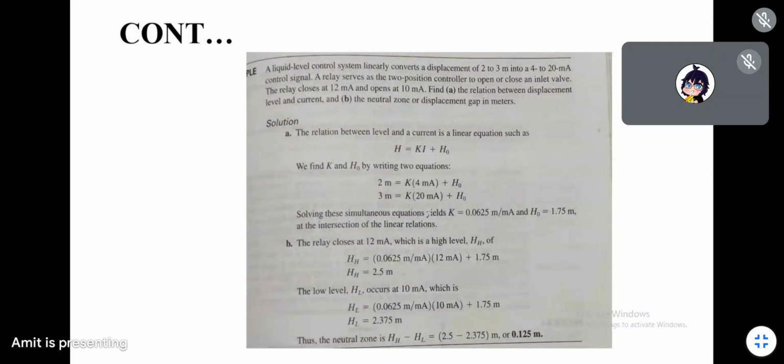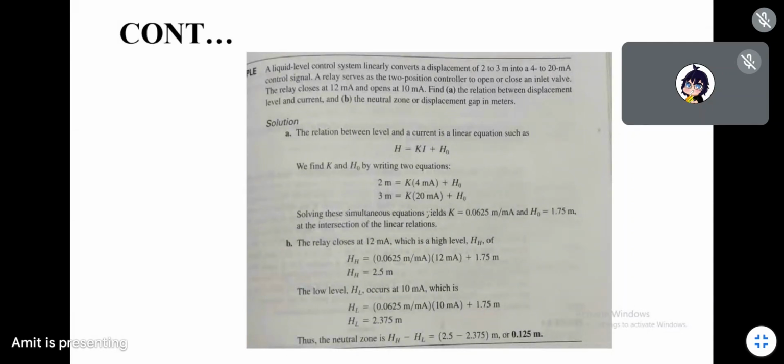Basically, it is saying that the relay is opening, or on, at 12 milliampere while it is closed at 10 milliampere. So basically, there is a 2 milliampere gap, in which it stays in the neutral zone. Okay, so the neutral zone means, let's say it is at 11 milliampere, and it is initially off, so it will remain off.